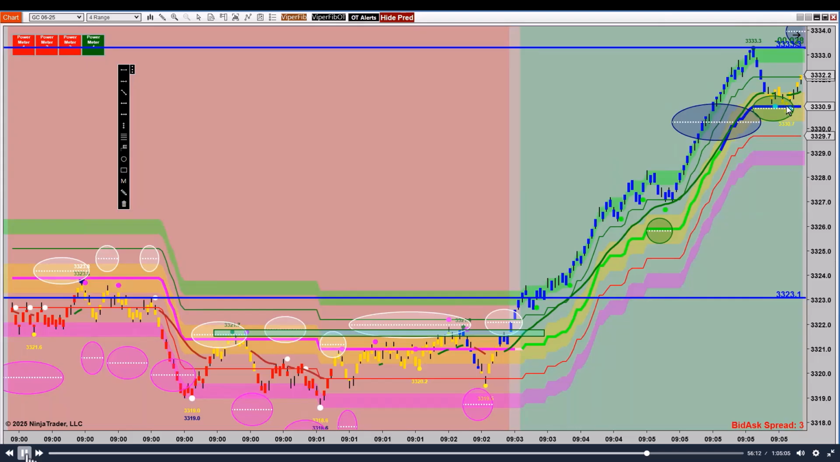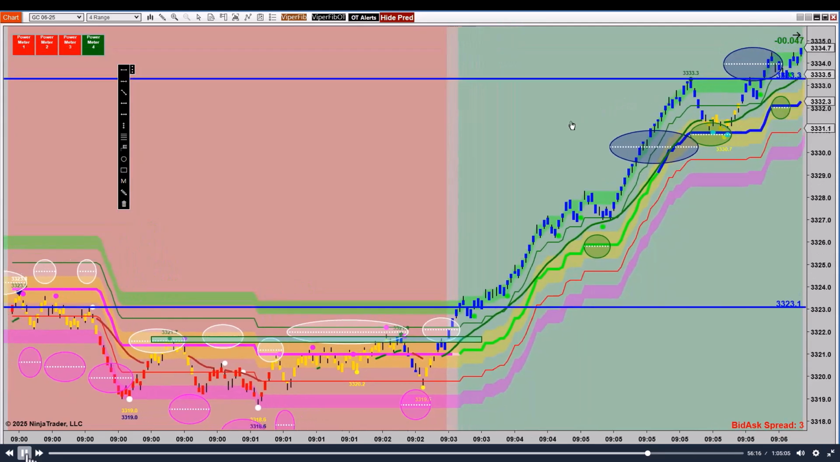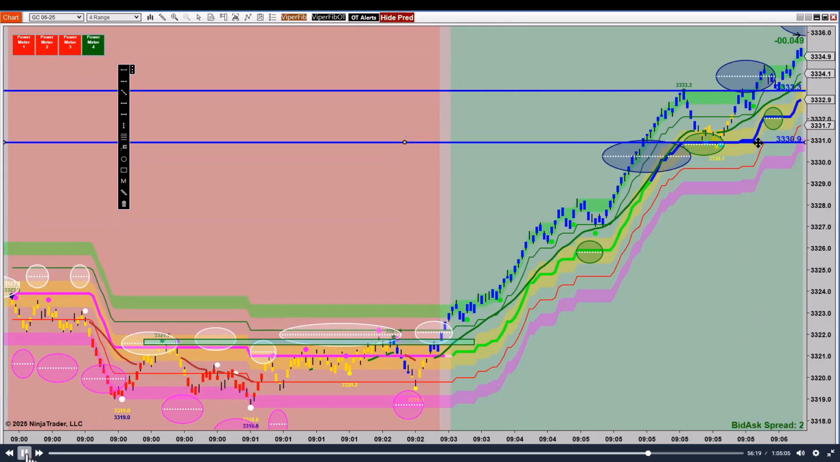Where's your line in the sand long short on this chart though? If they take out this top, let's see if they did. They did. Line in the sand long short, right there. Is it below mid-band? Yes. Quite a bit below mid-band. So that's a good line in the sand long short.